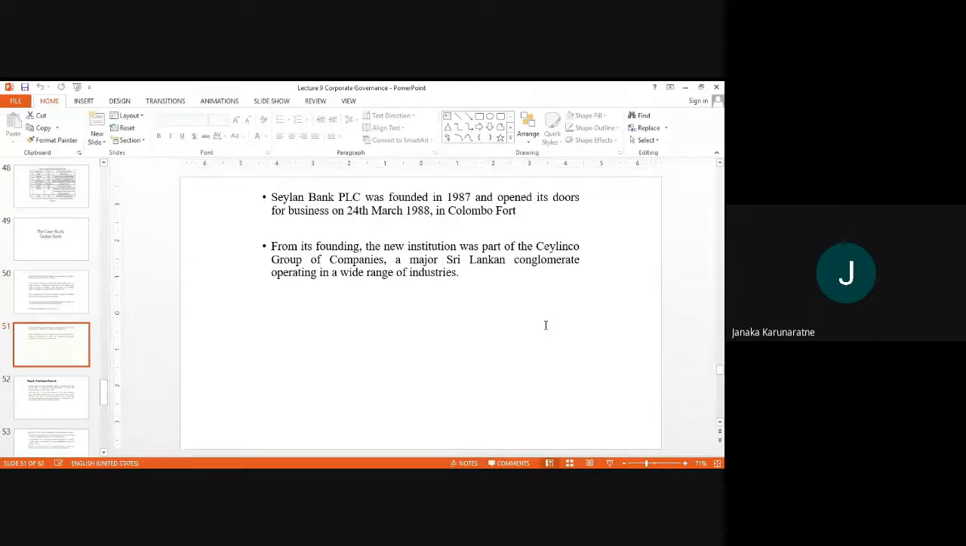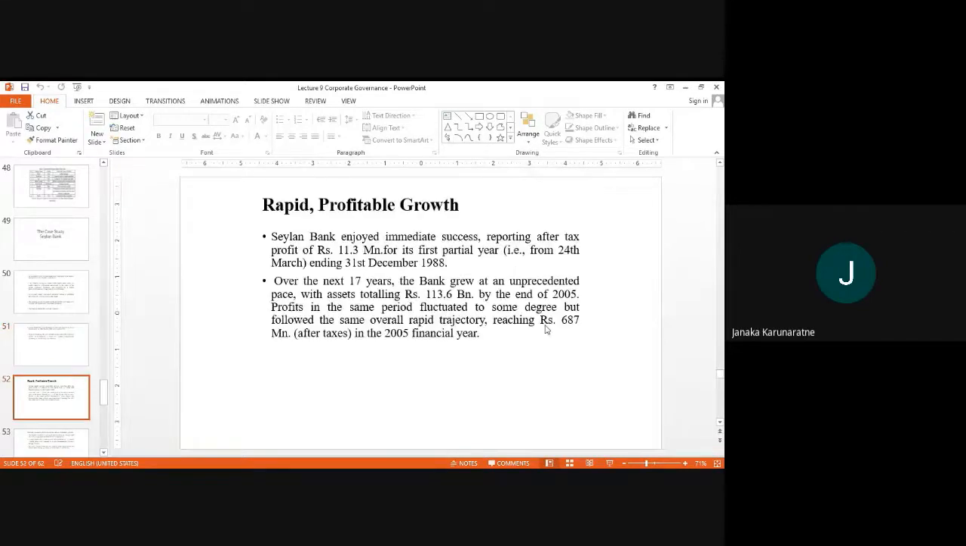Colombo Fort. From its founding, the new institution was part of the Selinco group of companies, I think most of you know, a major Sri Lankan conglomerate group operating in a wide range of industry. I think that was the leading conglomerate at that time. Rapid profitable growth.